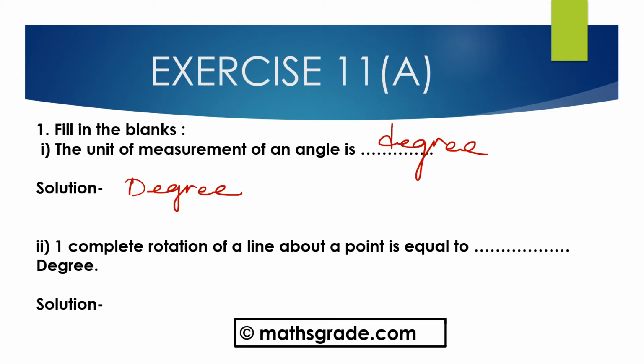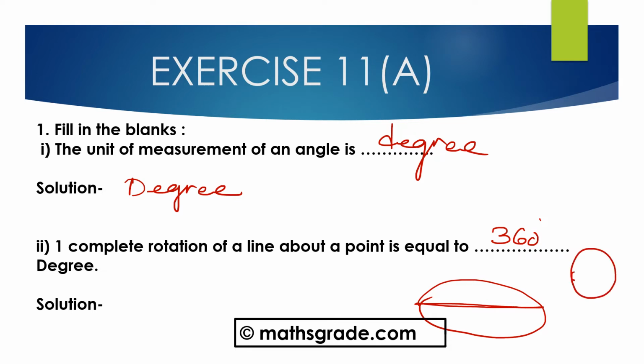Second bit: one complete rotation of a line about a point is equal to dash degree. One complete rotation of a line about a point. This is a point. One complete rotation of a line about a point is 360 degree. So one complete rotation of a line about a point is equal to 360 degree.